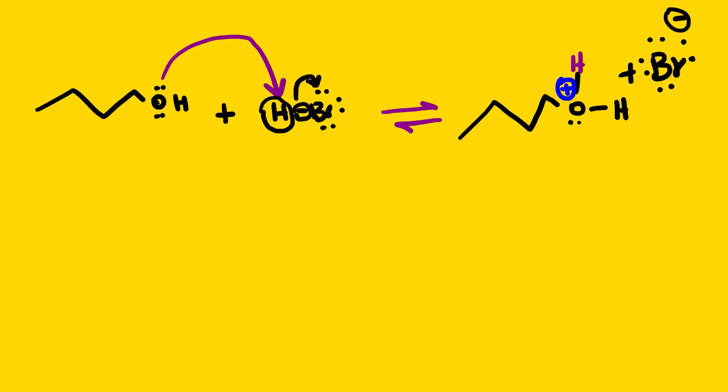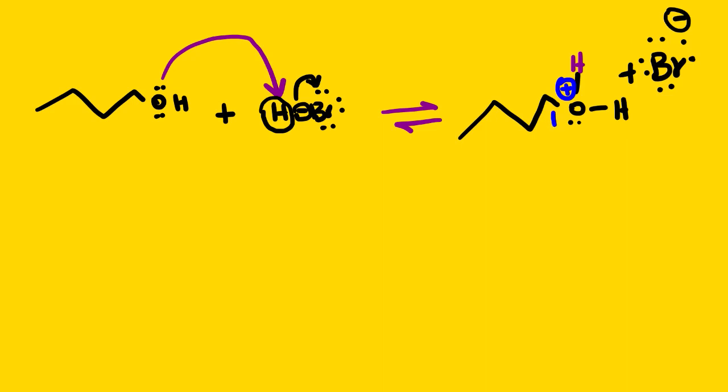Remember that when we protonate, we simply take this, and it means that this bond will go to Br, and it's very important to show this movement as part of the mechanism so that we know where these electrons went to. Now looking at this new substrate, we can clearly see that this is a good leaving group, which is water.